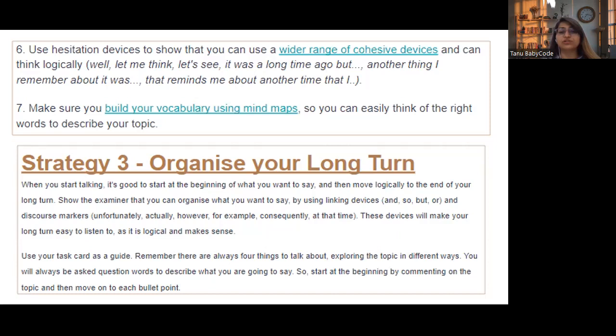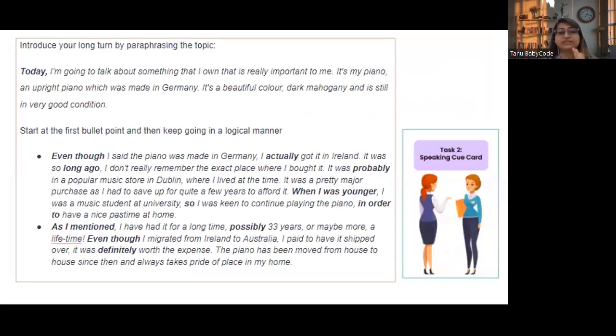Remember, there are only four things to talk about. Explore the topic in different ways. You will be asked question words to describe what you're going to say. So start your beginning by commenting on the topic, the introduction, and then come up to each bullet point. Now let's see how we can organize.